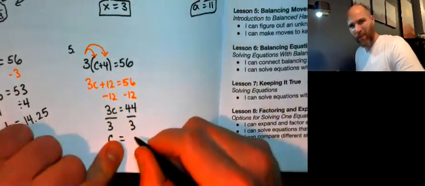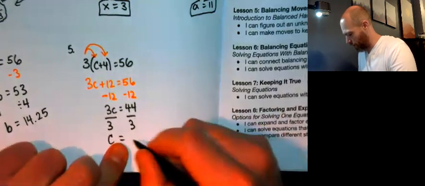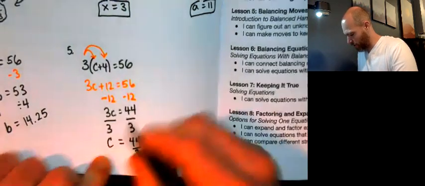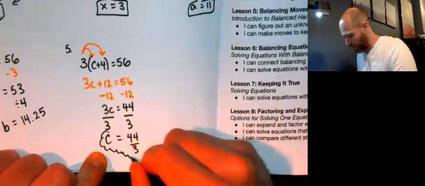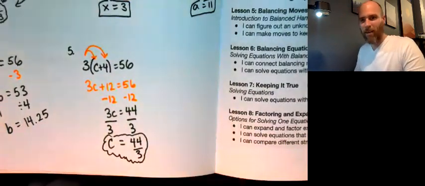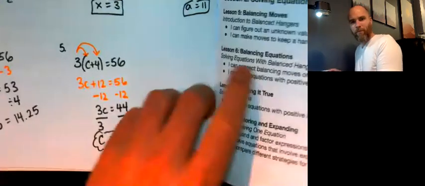So I don't like writing my answers in mixed numbers or repeating decimals. So I'm gonna just do it this way. I'm gonna write it as literally 44/3. I like improper fractions. They don't bother me at all. All right, 44 divided by 3 is just 44/3. We can do that. All right, last one.